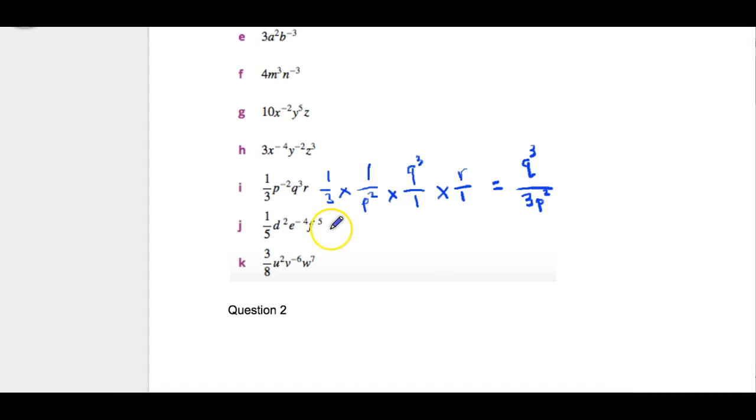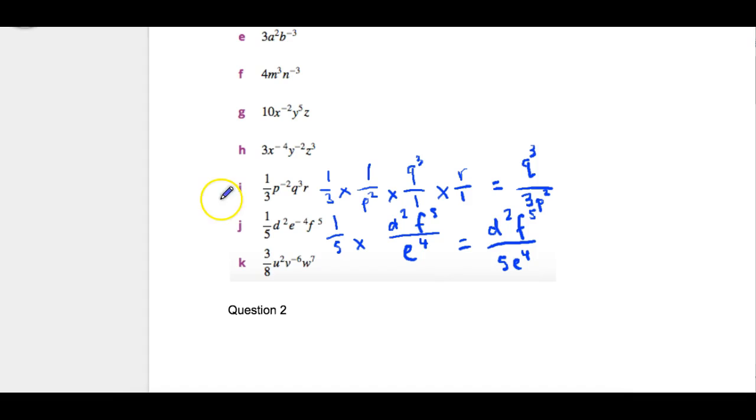So let's have a look at 1/5. I'm still going to keep that 1/5 here, but everything else I'm going to do just in one fraction. So the d squared is on the top and the f to the power of 5 is on the top also, but the e comes down the bottom with a positive power. Okay, so when we multiply these, we're left with d squared f to the 5 on the top and 5e to the power of 4 on the bottom.